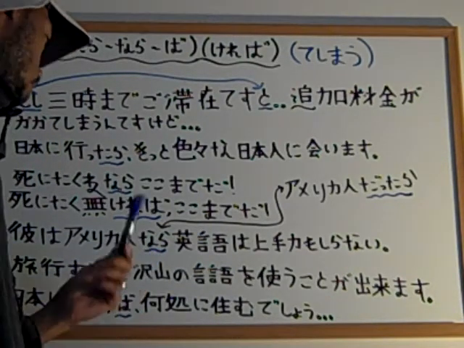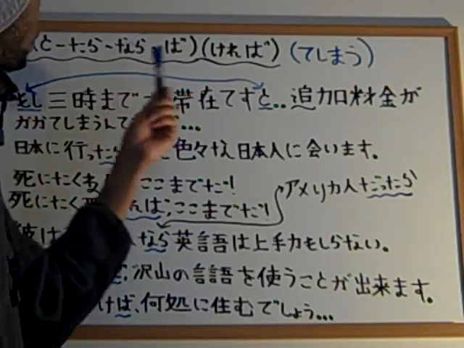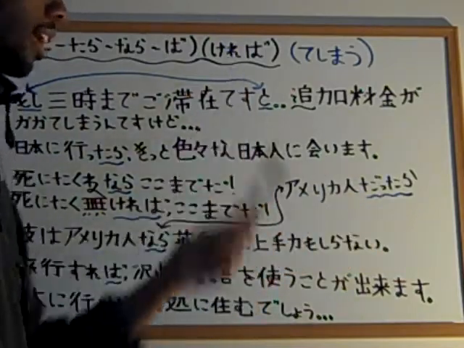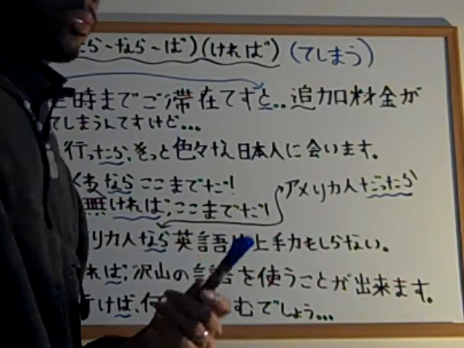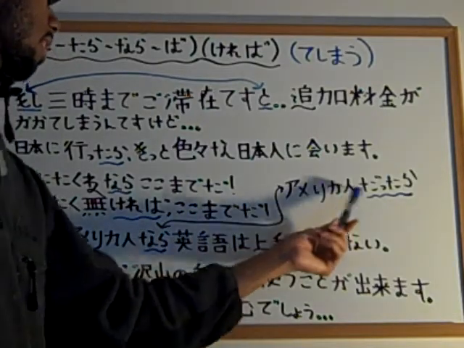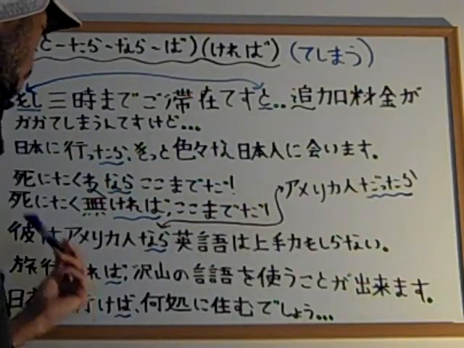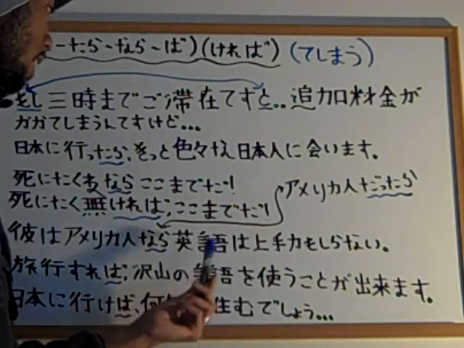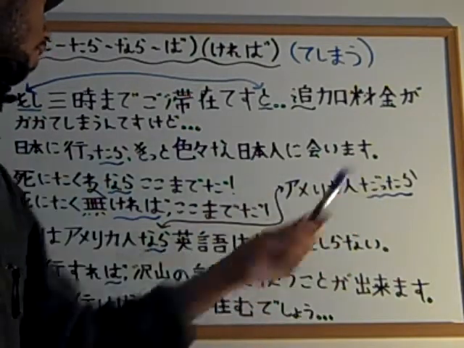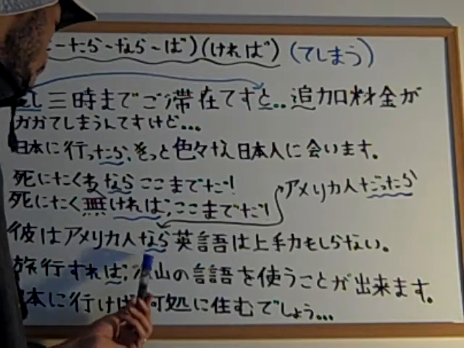I use it once in a while, but I use dattara. I didn't write dattara up here. Dattara is the same as nara. It's like "if it is," pretty much. So, America jin dattara. If he's American, dattara. 彼はアメリカ人だったら英語は上手かもしれない. Okay, だったら. I hope that's understandable.